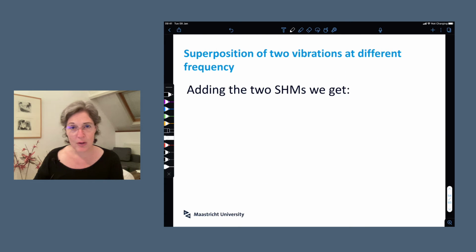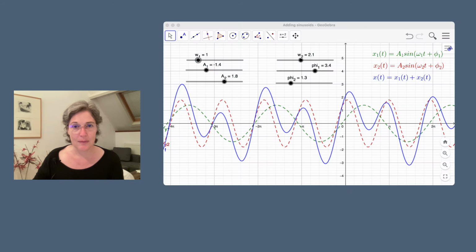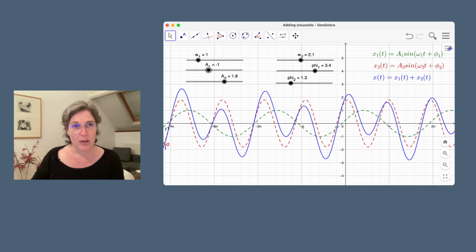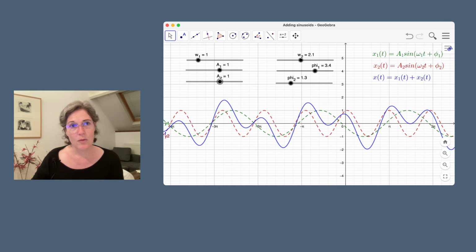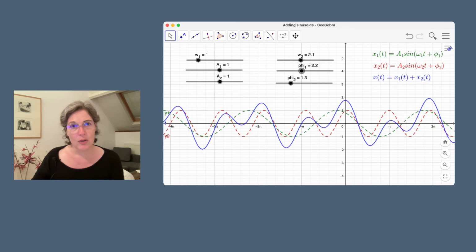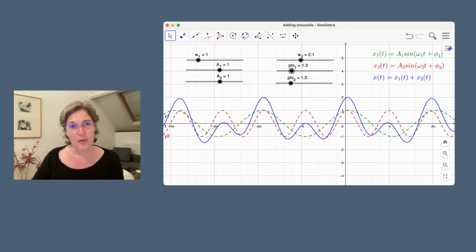Before we go and do the maths, let's see what our Geogebra applet says if we do this. Okay, so I'm going to put my amplitudes back to be about the same, set them both equal to 1, and we're going to assume that they have the same phase.